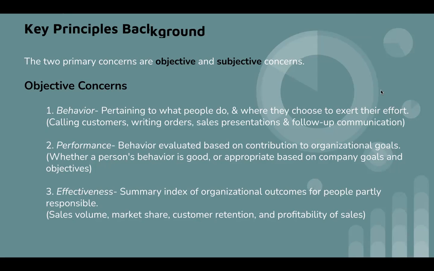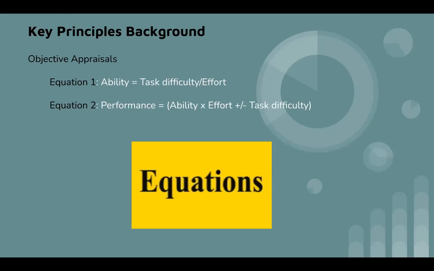And next, we're going to go over the two equations for objective appraisals. Equation one is going to be ability equals task difficulty divided by effort. And equation two is performance equals ability times effort plus or minus the task difficulty.